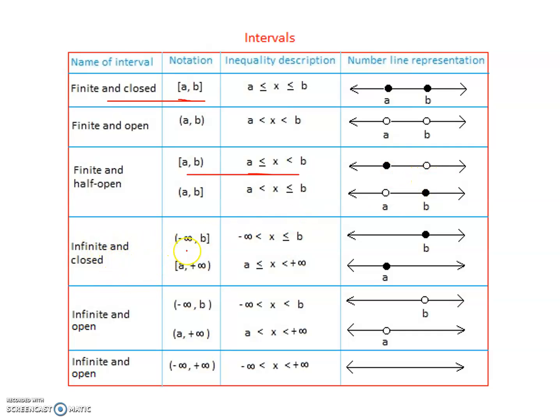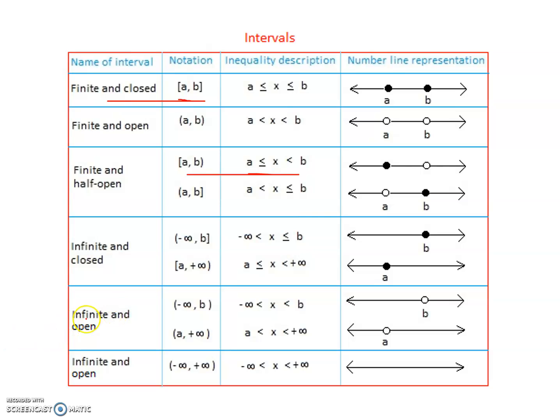Infinite and closed: minus infinity comma B closed, and A closed, plus infinity. Minus infinity less than X less than or equal to B, A less than or equal to X less than infinity. Infinity is a symbol, meaning the numbers continue in an infinite form. Any numbers we have to take.